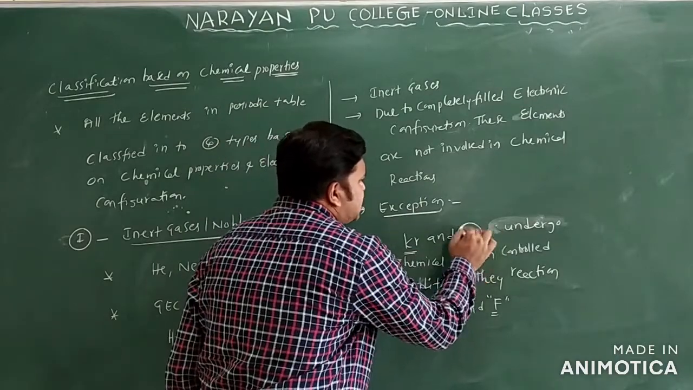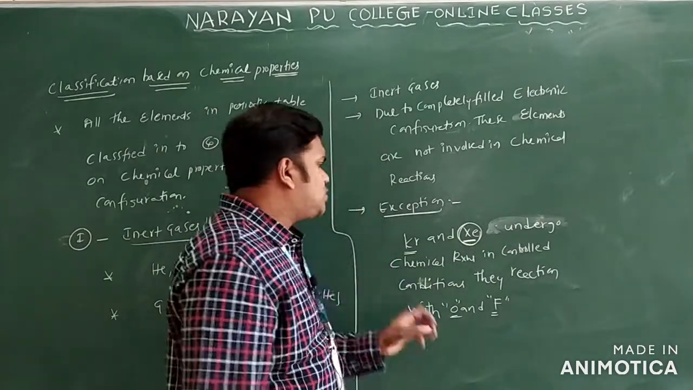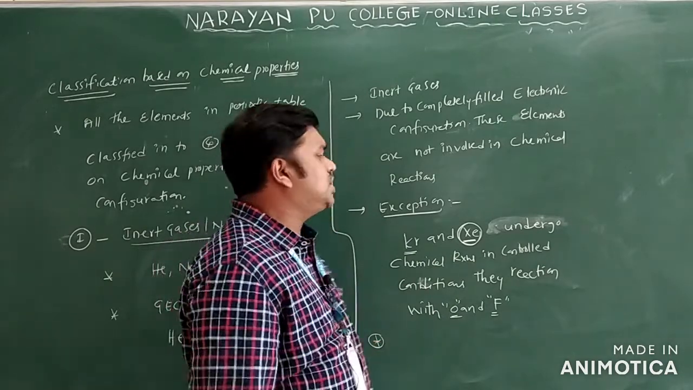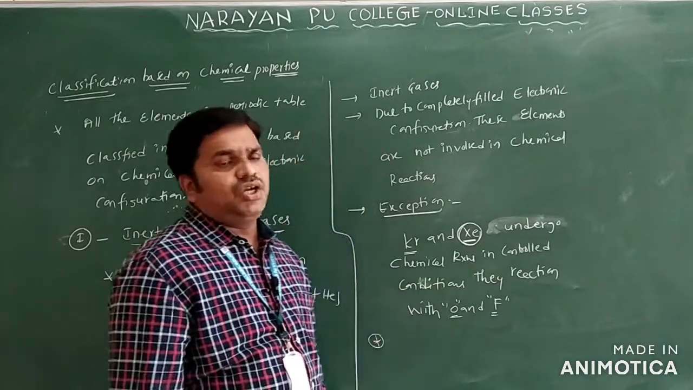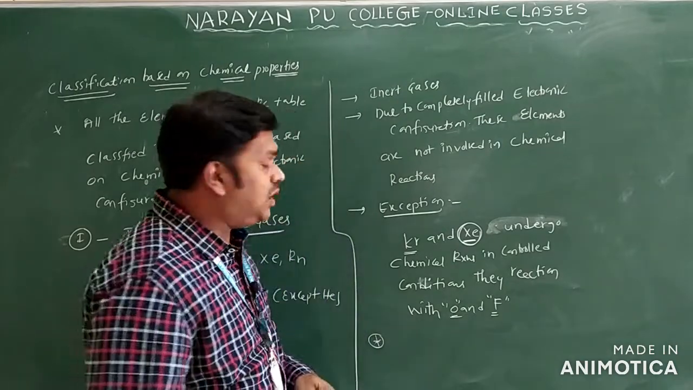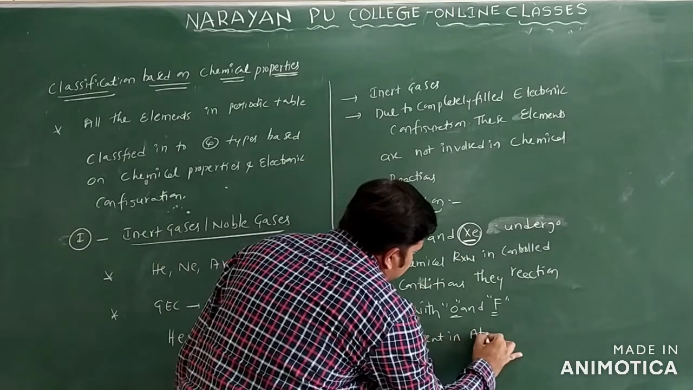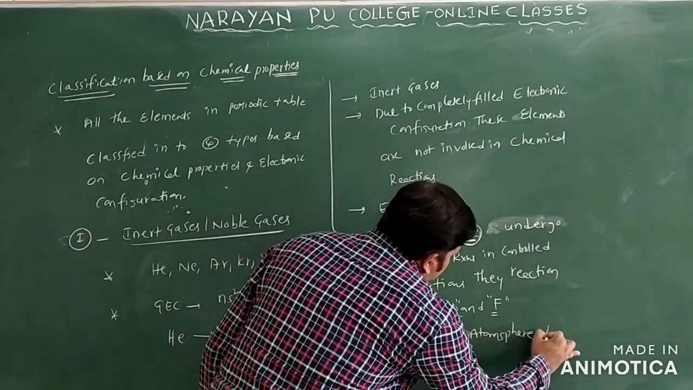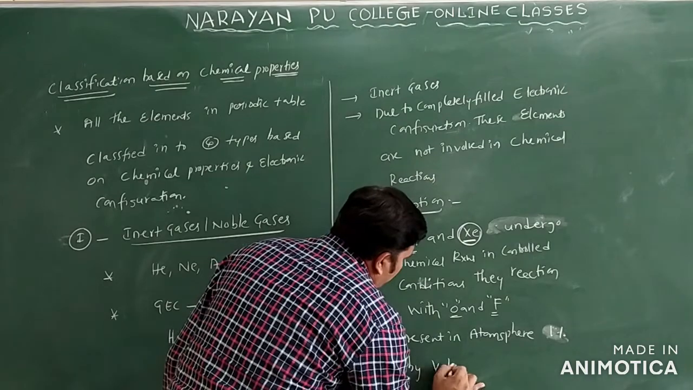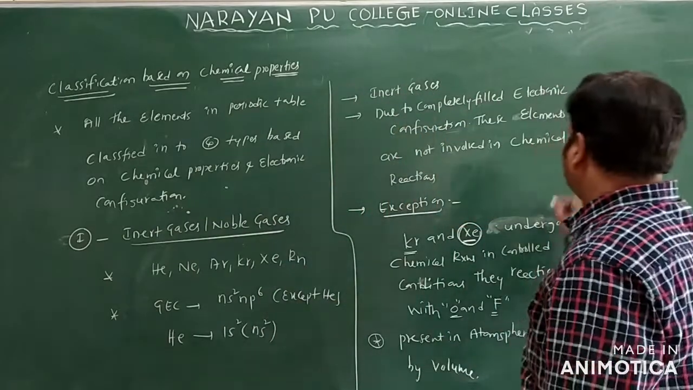We will see the xenon reactions in second year P block elements. Xenon oxides are there, xenon fluorides are there. So these elements are exceptional cases only. Otherwise these elements do not participate in chemical reactions, so they are called inert gases. They are present in the atmosphere at 1% by volume only.